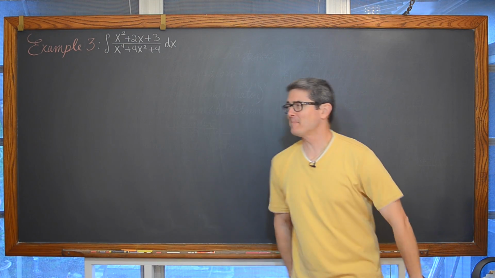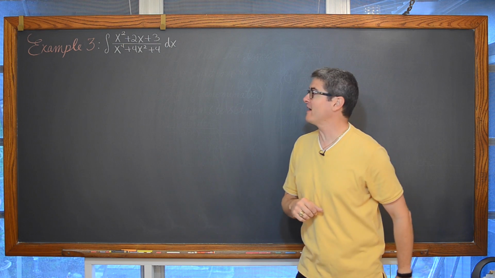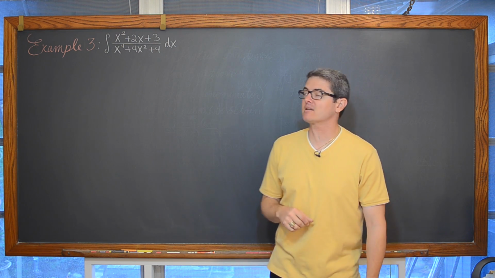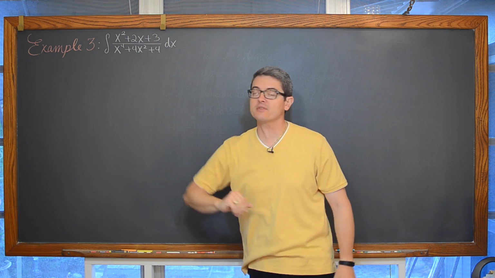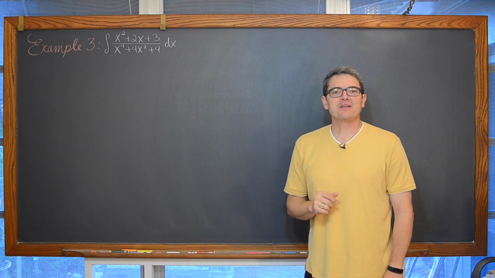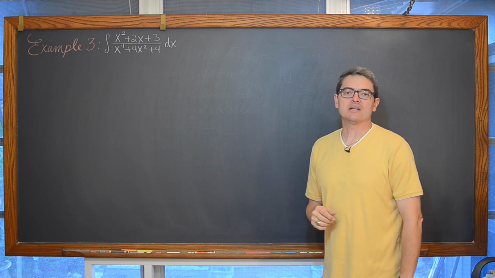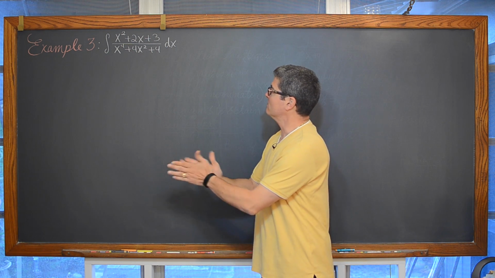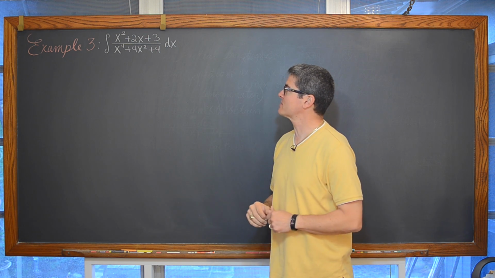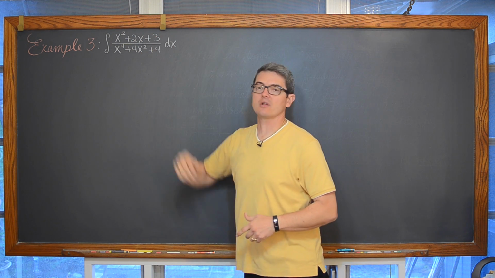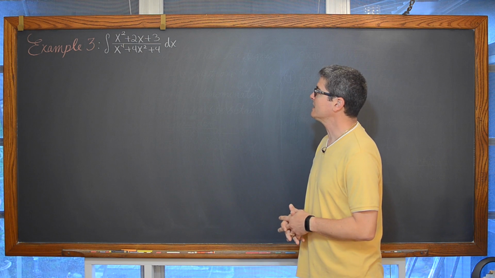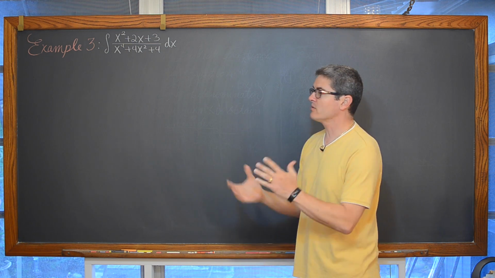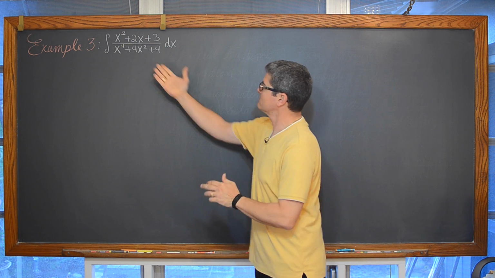Last example, and it's going to be the indefinite integral of (x squared plus 2x plus 3) over (x to the fourth plus 4x squared plus 4) dx. And let's see here. We have a numerator whose degree is smaller than the denominator, so we don't have an improper fraction. And so let's go ahead and get this denominator factored out.